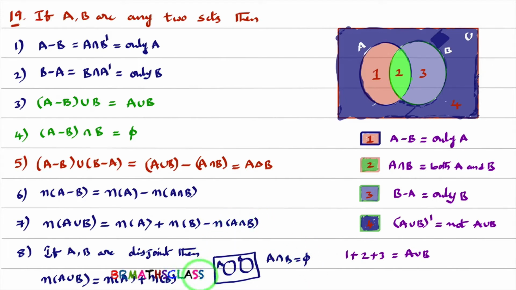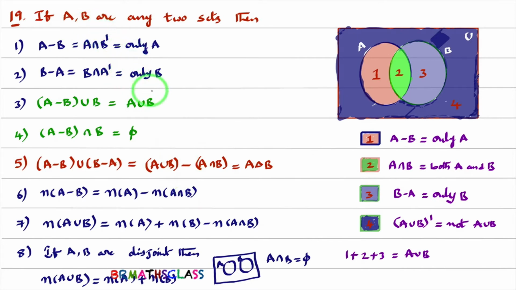So minus 0, I need to write. Instead of that, simply I'll write, if A, B are disjoint, then n of A union B is n of A plus n of B. You observe this 19th synopsis, we learned the relation between the sets. By using Venn diagram, we can easily understand all these things. If you observe all these things, I consider for two sets A, B.